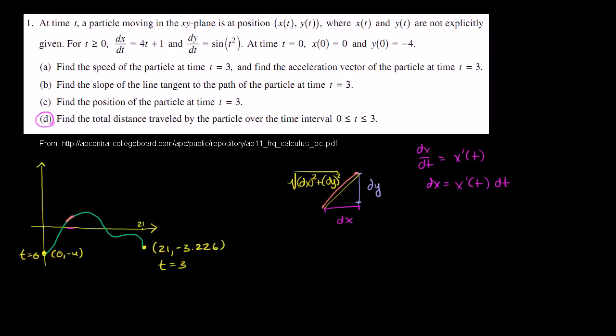And we know that dy/dt is the same thing as the derivative of y with respect to t, y prime of t. Multiply both sides times dt, you get dy is equal to y prime of t dt. And all I'm doing here is essentially re-deriving the arc length formula. So we know that this right over here is just a small little arc length.